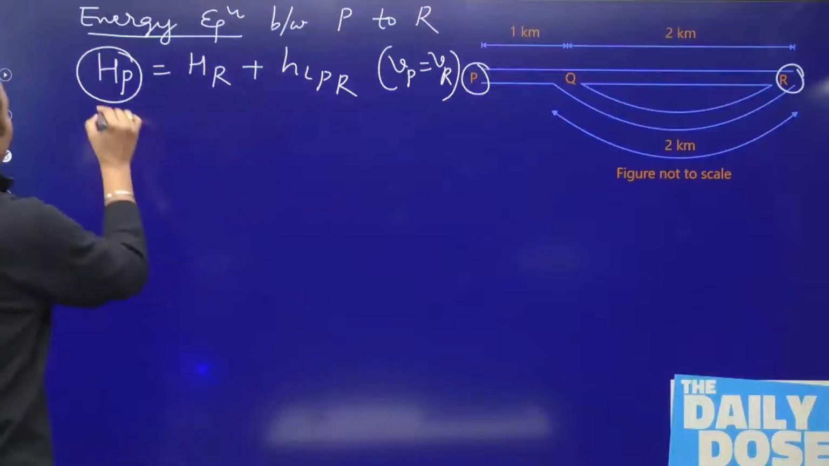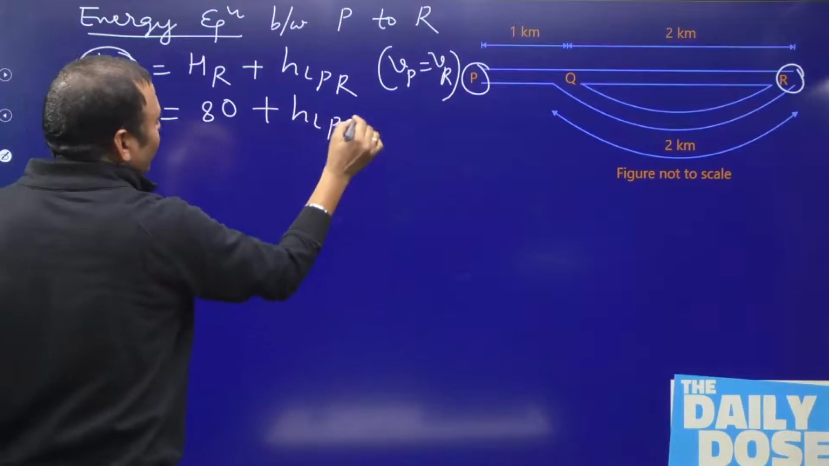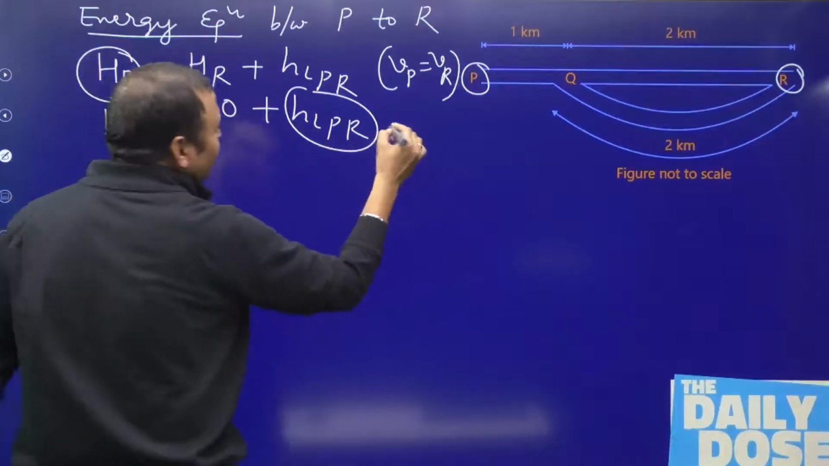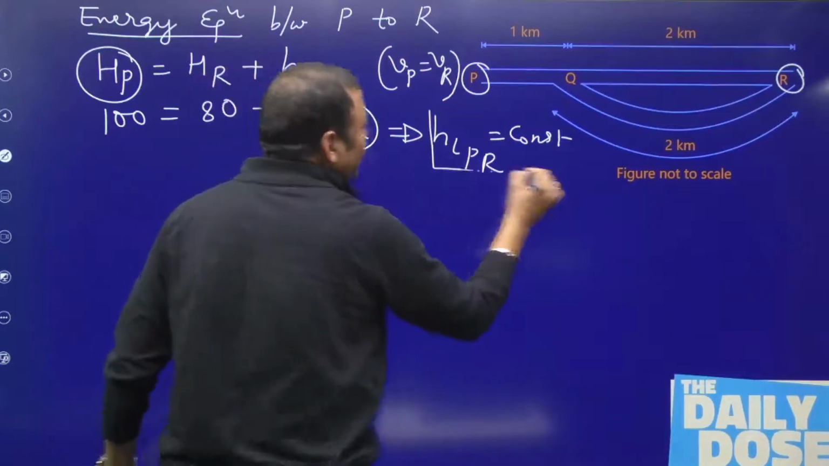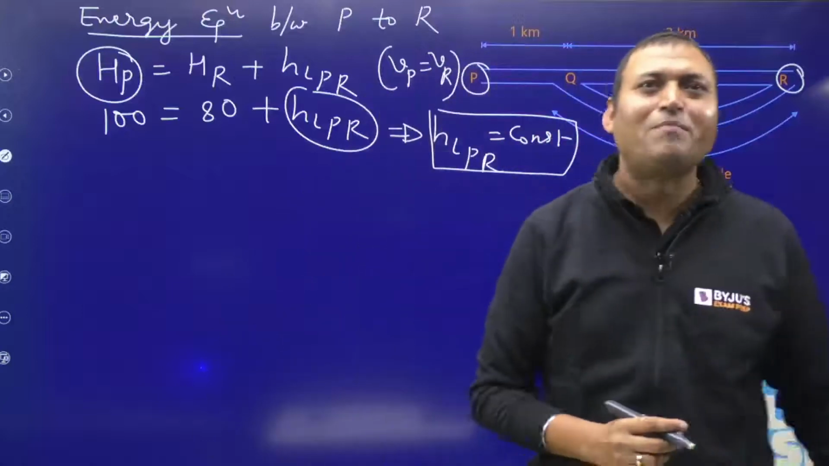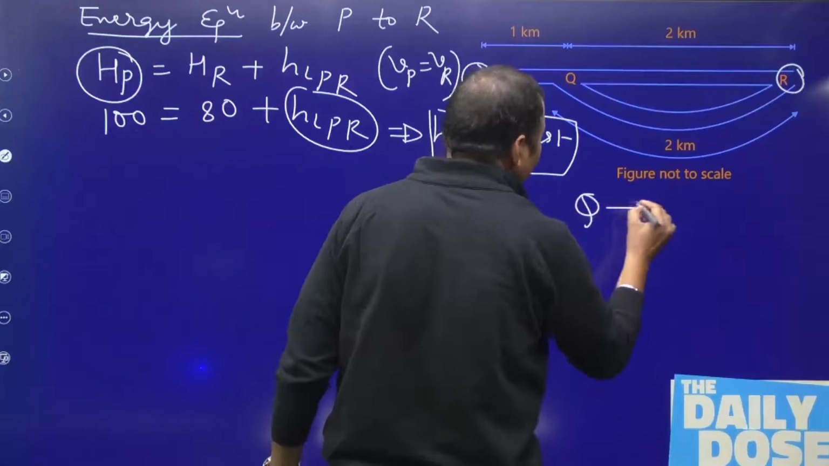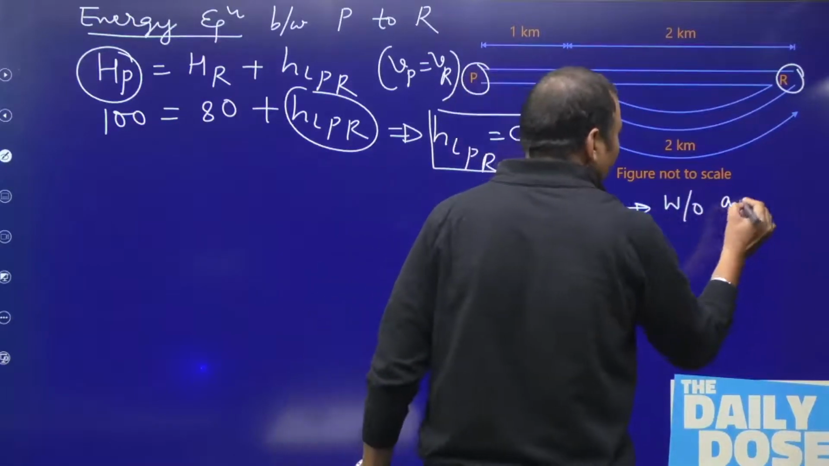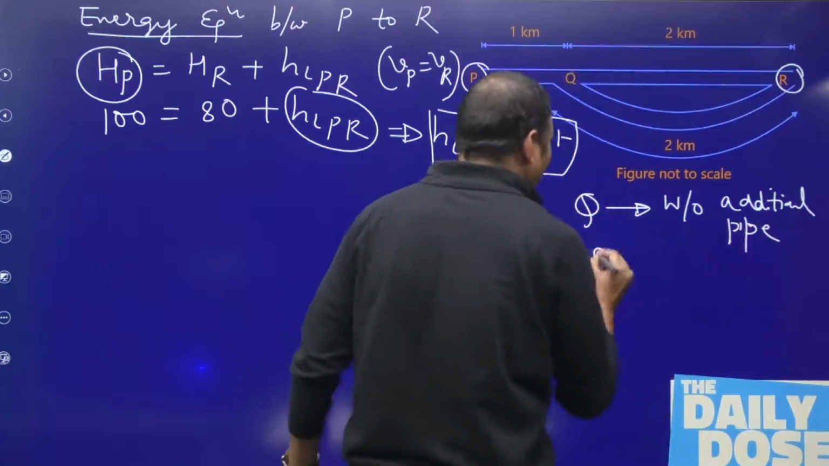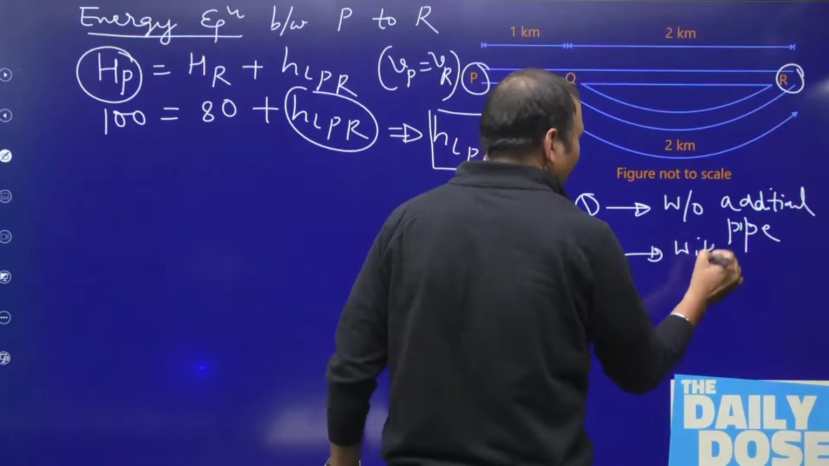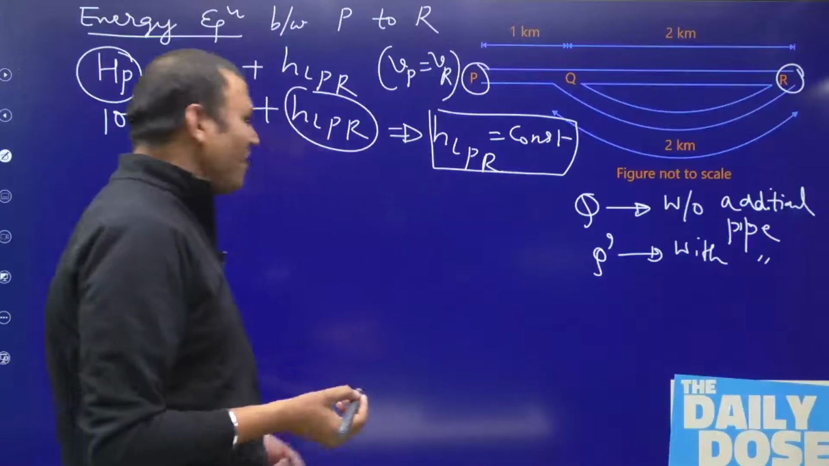Then the piezometric head at P is 100 is equal to piezometric head at R is 80 plus the loss between P to R. So from here we can say the loss between P to R will remain constant. That is, even if we attach a parallel pipe, the loss between P to R will remain same. So let me assume the discharge Q as without additional pipe. Without additional pipe discharge is Q and Q dash is the new discharge with additional pipe. The discharge without additional pipe is Q and discharge with additional pipe is Q dash.